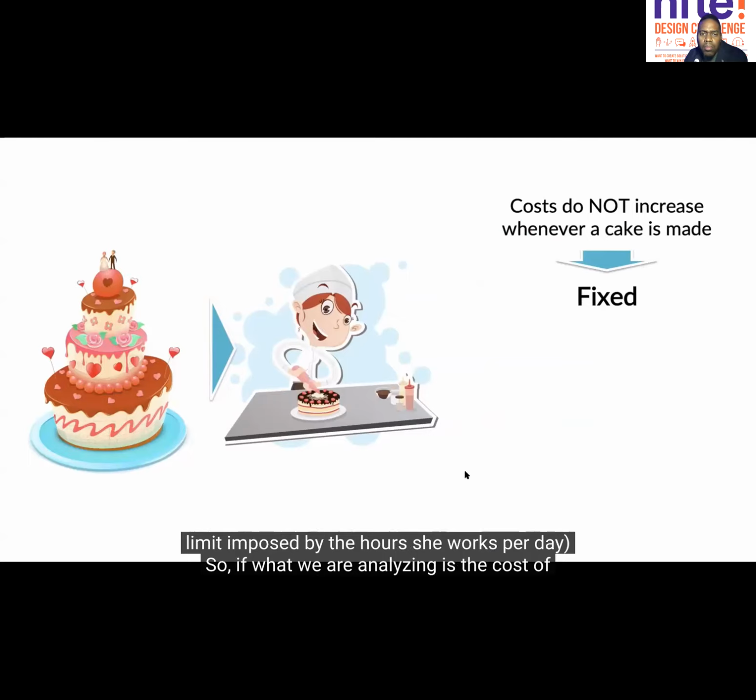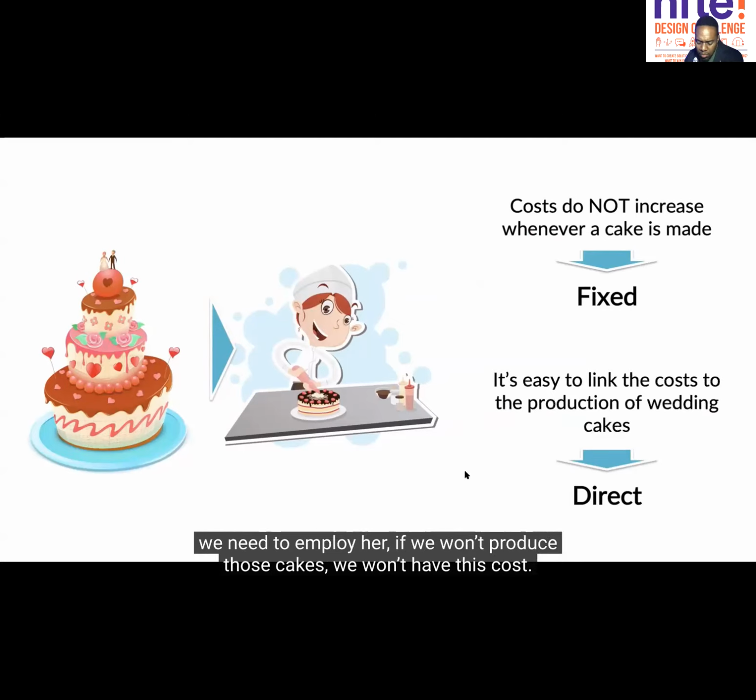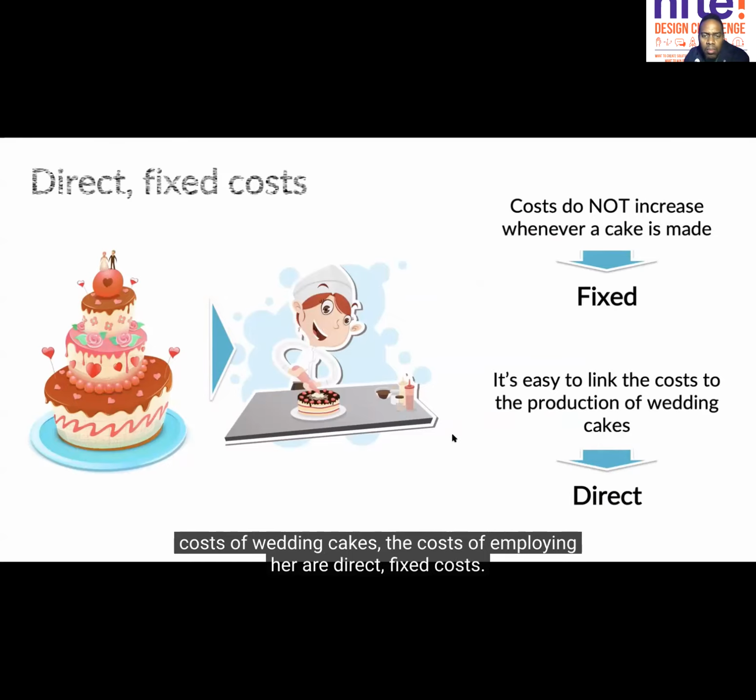So, if what we are analyzing is the cost of producing the wedding cakes, her salary is a direct cost. If we produce wedding cakes, we need to employ her. If we won't produce those cakes, we won't have this cost. This means that, in the case of the wedding cake decorator, when we are analyzing the costs of wedding cakes, the costs of employing her are direct fixed costs.